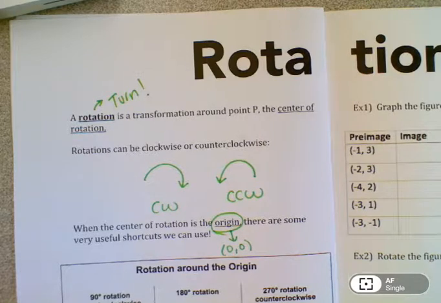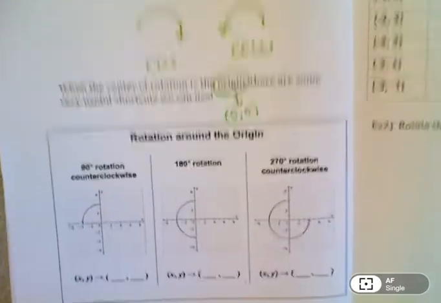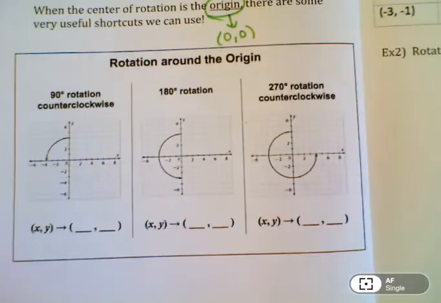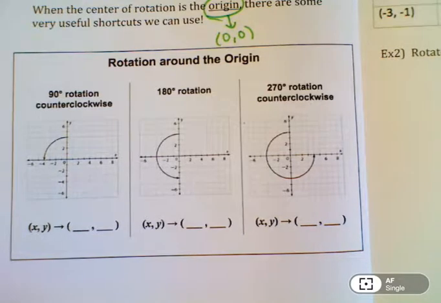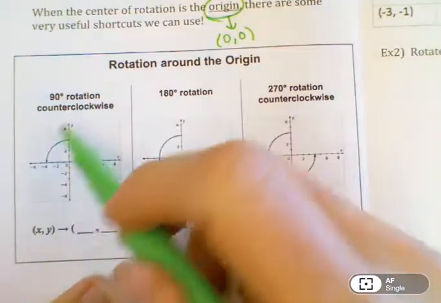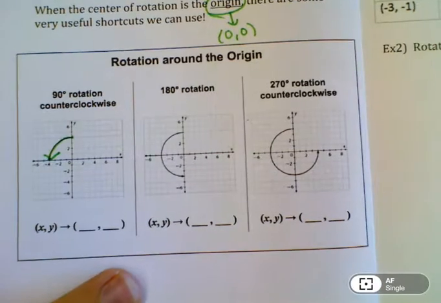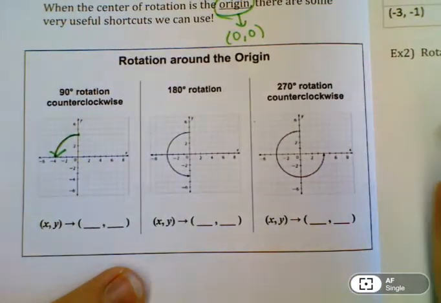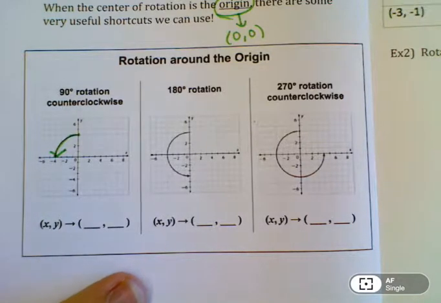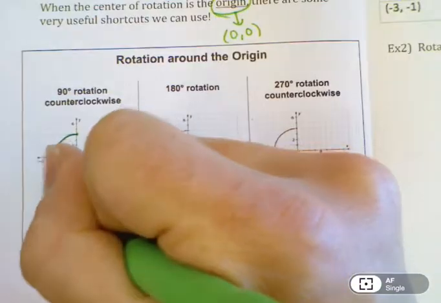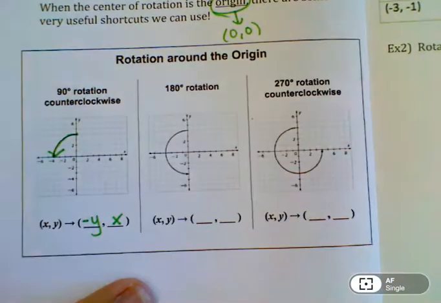So all the rotations we'll be doing in this class will be centered around the origin, and so there are some shortcuts that we can use. So let's talk about them. These shortcuts are purely for rotations around the origin. So first we have a 90-degree rotation counterclockwise, and I'm going to just draw that arrow again. It's so tiny. I want to make sure you know we're turning that way. So 90-degree counterclockwise rotation, (x, y) will transform to (-y, x).